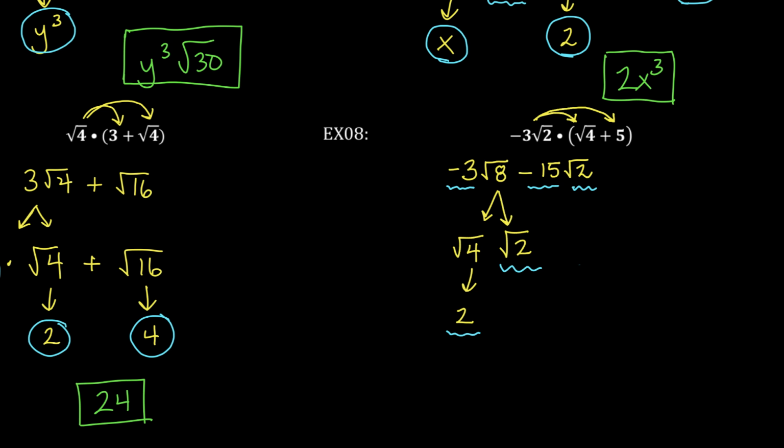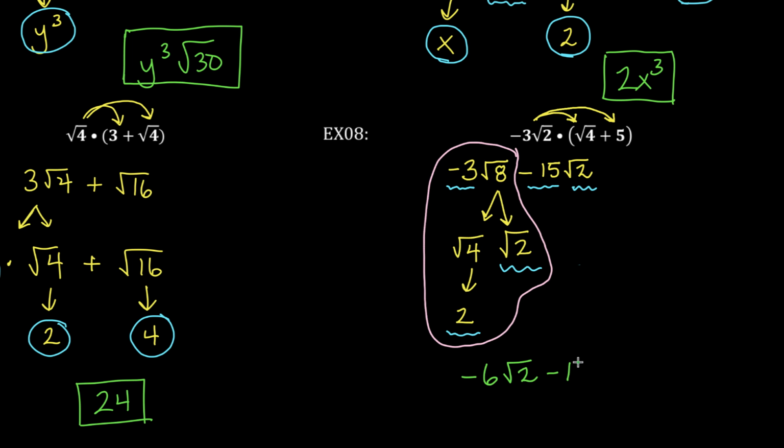So let's go ahead and just write our answer. So we have negative 3 times 2 is negative 6. Okay, and then we have a square root of 2 right here. So you've got to do all this separately, so to speak. And then you really couldn't do anything here. So then you just put minus 15 square root of 2.